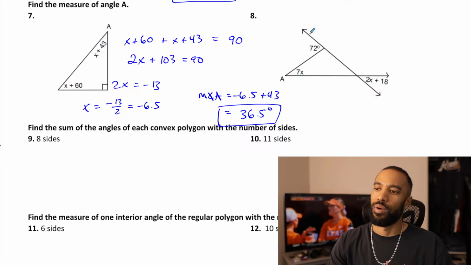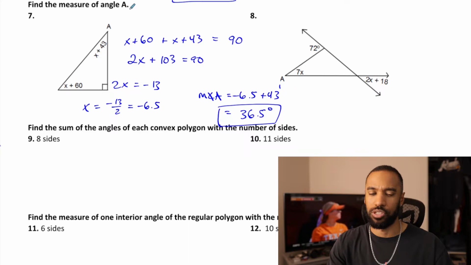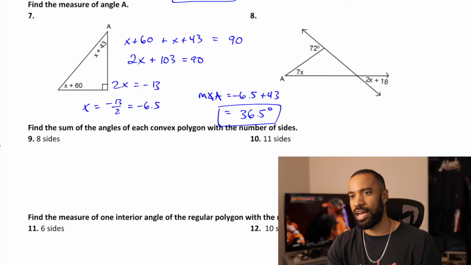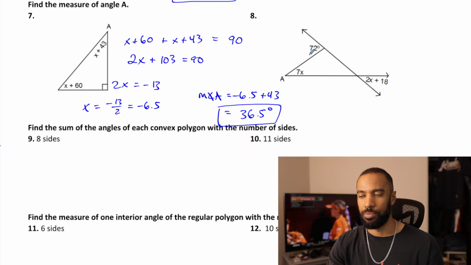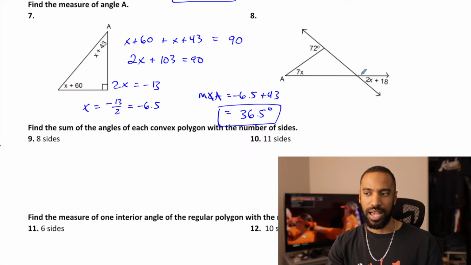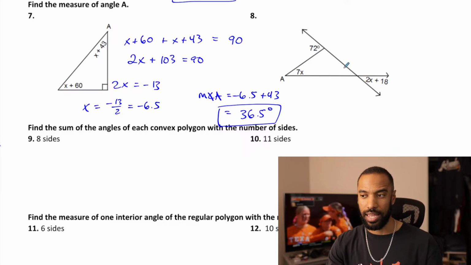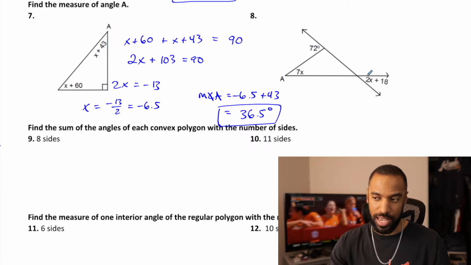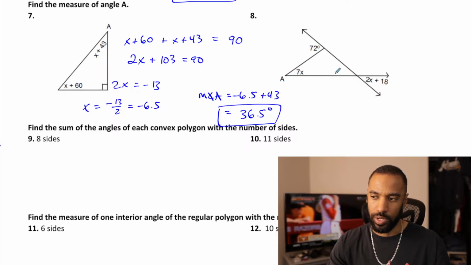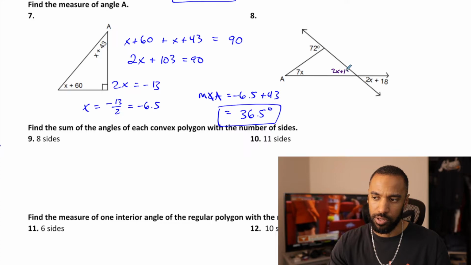Okay, number 8 right here. We got to solve for measure of angle A by solving for x. So right here you have an exterior angle, 72. 2x plus 18 is not an exterior angle because it is not an extension of just one side. It's an extension of two sides. Instead, it's actually a vertical angle with this angle right here. That means if this is 2x plus 18, well, then this is also 2x plus 18.